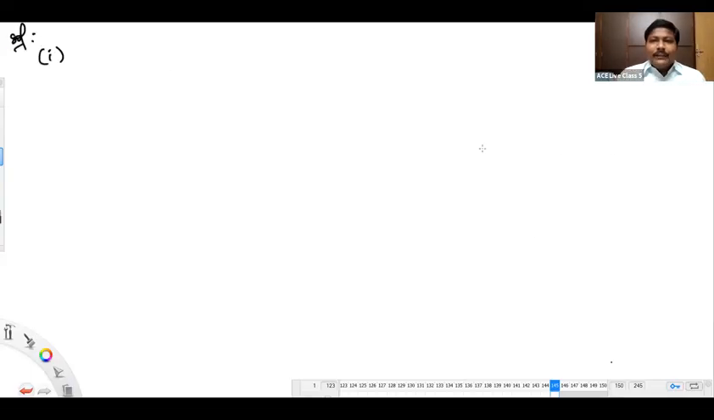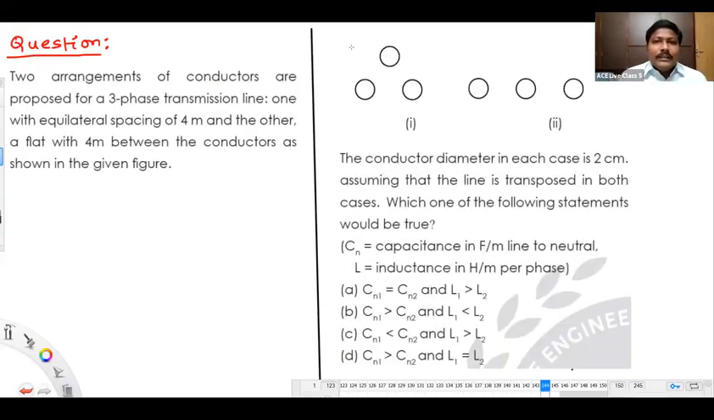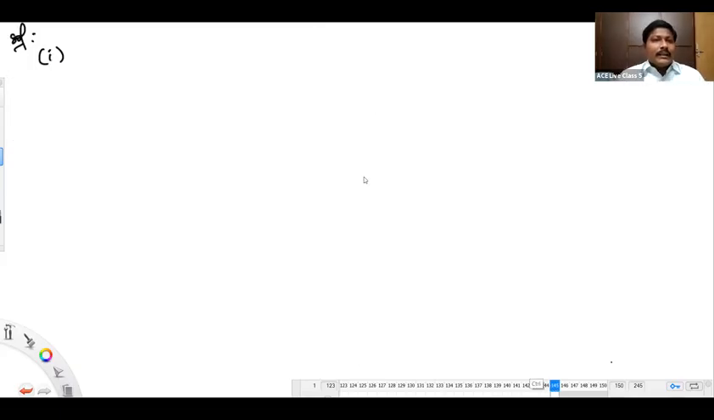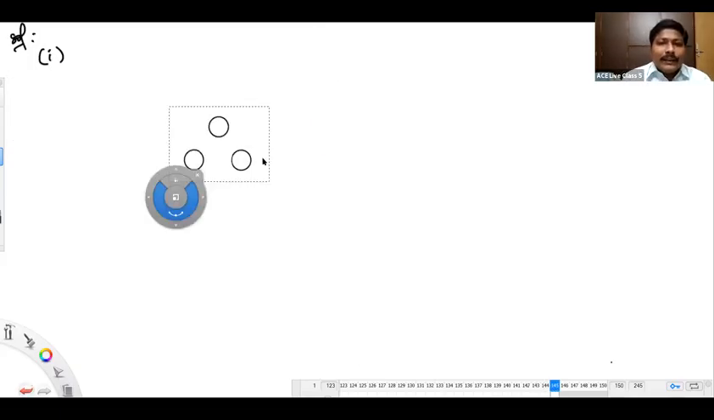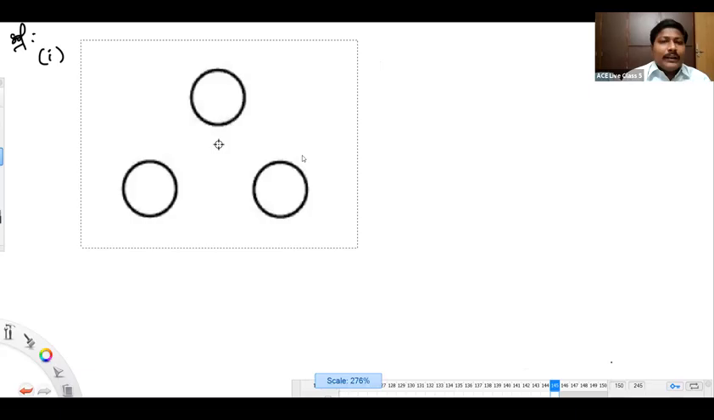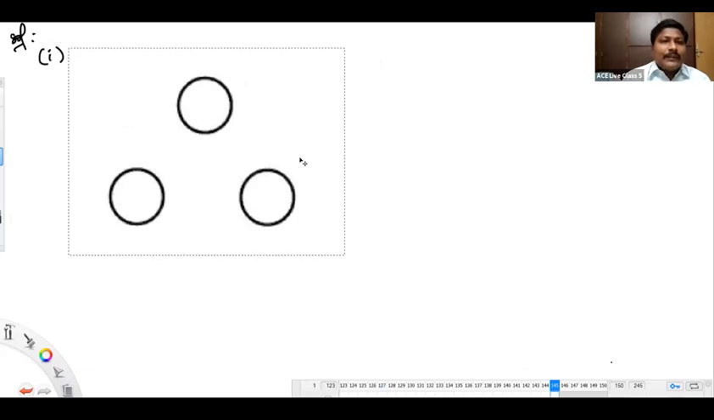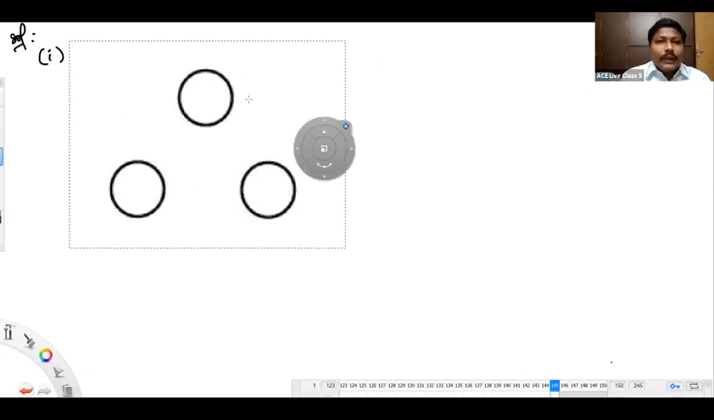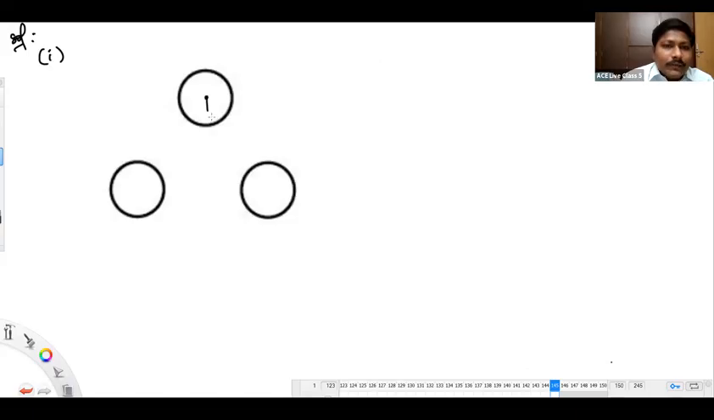It is given as an equilateral spacing. See, this is not a bundle conductor. That's a thing you have to be very clear about now. It's two three-phase systems that they have given in the question. The radius of each wire is 1 centimeter.